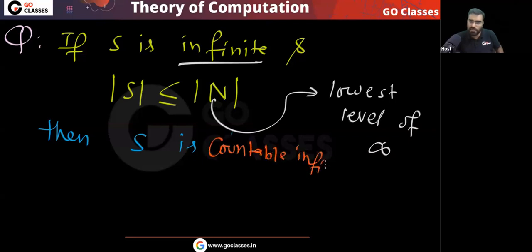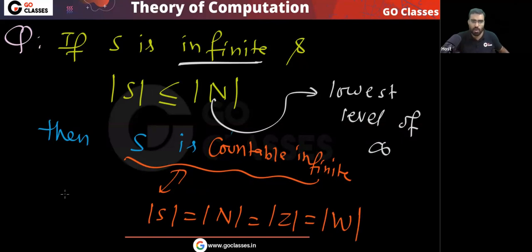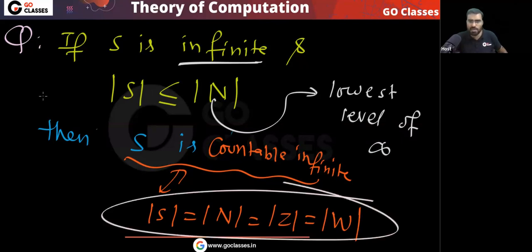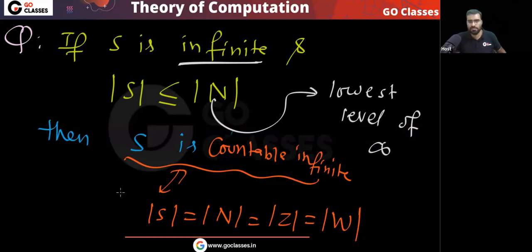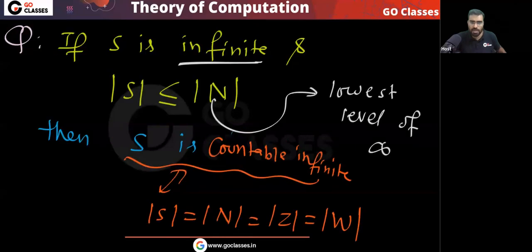S is countable infinite. That means what? That means size of S is same as size of N, which is same as size of integers, which is same as size of whole numbers. All of them have same size. Yes or no? So very simple. So this is the idea. I hope you understood. Now let's see this question.